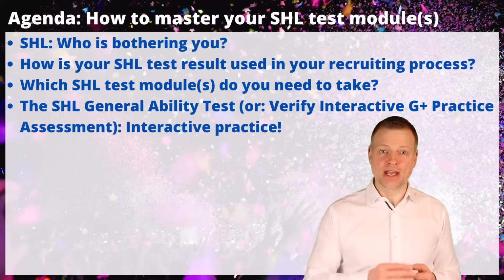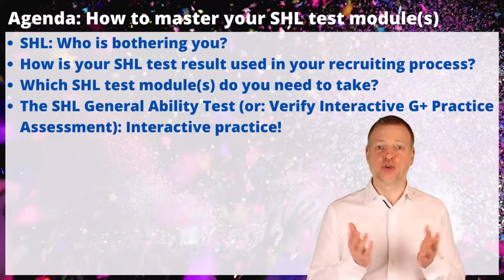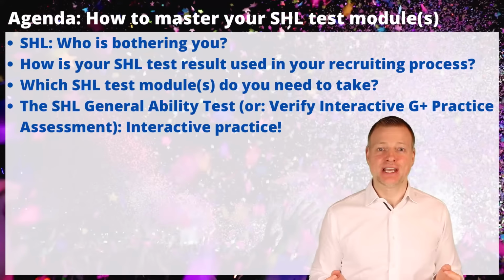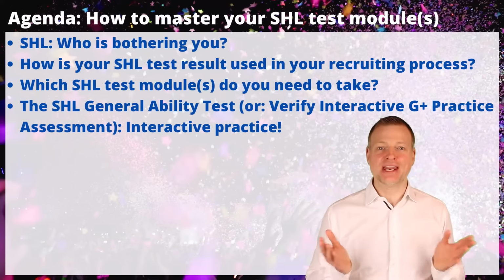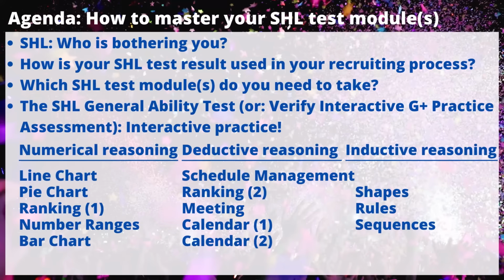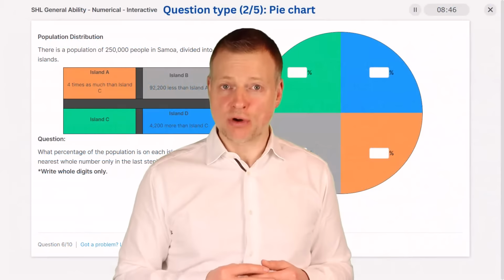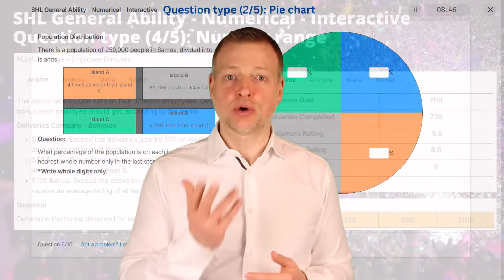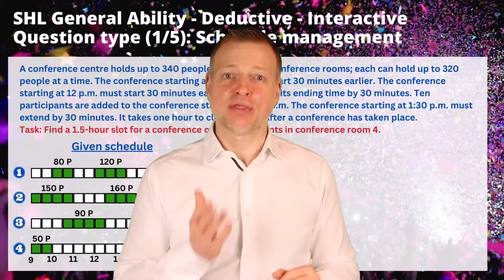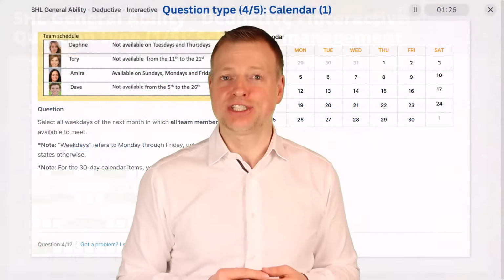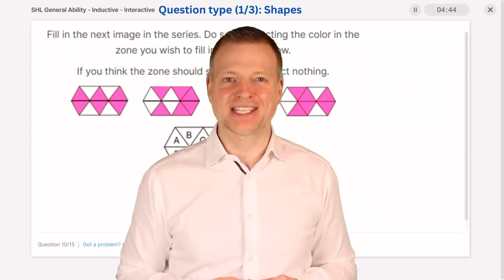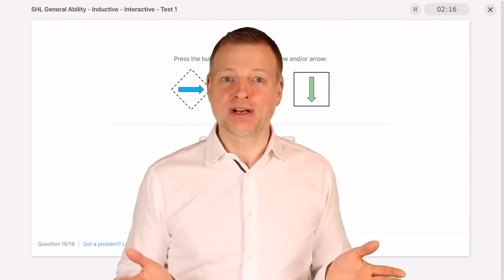To make you familiar with the type of test questions that you need to prepare for, we will then break down the SHL General Ability Test into its subcomponents, namely the Interactive Numerical Reasoning, Deductive Reasoning and Inductive Reasoning test modules. For each of these modules, I will introduce you to the in total 13 question types that you need to prepare for. They match exactly those that you will face in your actual SHL test, and you can have a go at all these practice questions yourself in this interactive practice video tutorial, before I reveal their solutions to you.